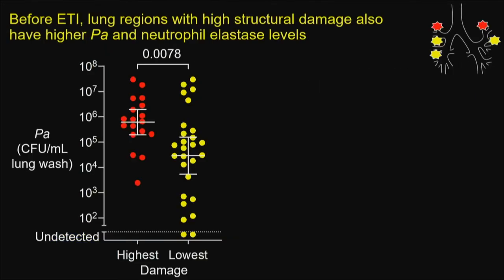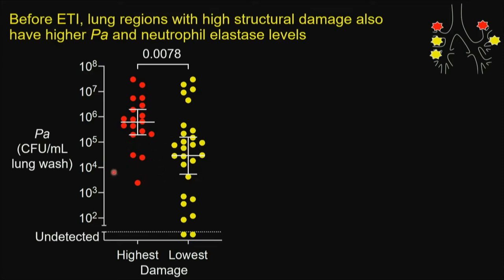I want to begin today by showing you how damage, infection, and inflammation were all linked before patients started ETI. To be clear, this data is coming from before the patients started their ETI. What I've done here is split the regions into whether they were the highest damage or lowest damage regions, and each subject has 2 high and 3 low damage regions.